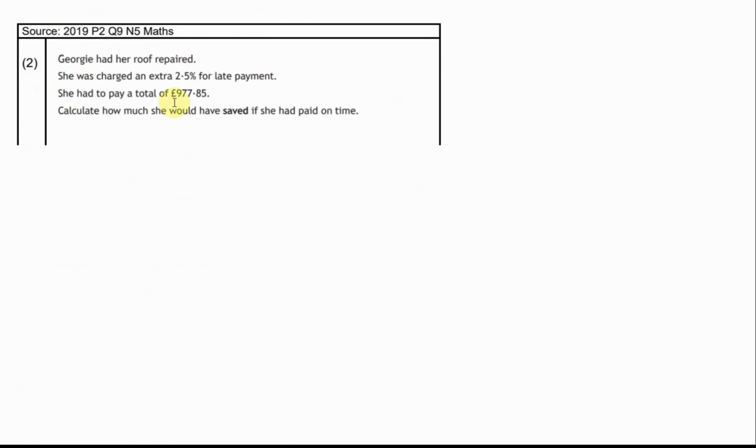This is the other type of question we can get, which is our reverse the change, and all that really is, is an amount of money equals a percentage, equals 100% plus or minus a percentage. That's how all these questions start. So let's read this question. Georgie had a roof repaired and she was charged an extra 2.5% for the late payment. So in this case, an extra 2.5, so I know I'm at 102.5%. She's been charged an extra 2.5% on what's the normal amount, and she had to pay 977.85.